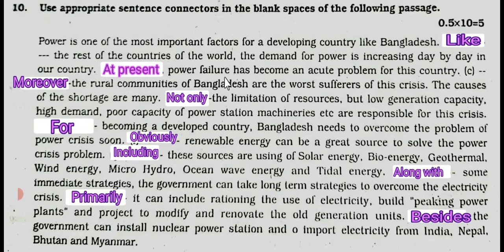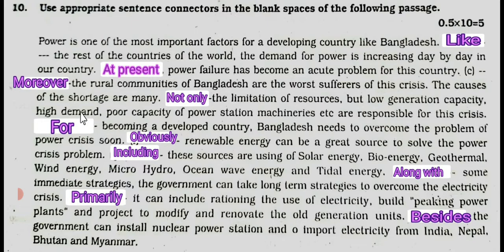At present, power failure has become an acute problem for this country. So at present, or at this moment, power failure, or load shedding, has become an acute and major problem for this country. Moreover, the rural communities of Bangladesh are the worst sufferer of this crisis. So it is the worst sufferer, not bad, worst, the superlative form. The rural people are the most sufferers of this crisis.